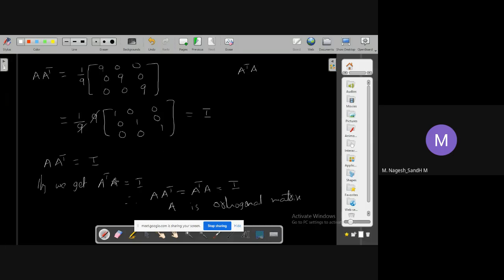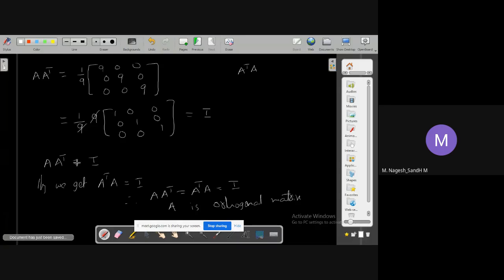So why am I not doing A transpose A? Both A and A transpose are the same. So A transpose is enough. Why? Because both are same. Similarly, we get A transpose A. Therefore, A is orthogonal. So in most problems, 99% of problems, A transpose is enough. Why? Because they will be the same as it is.